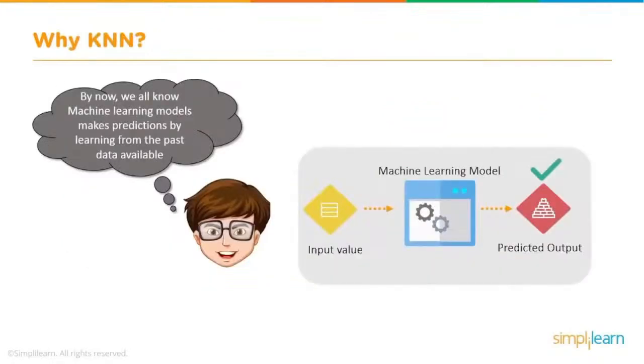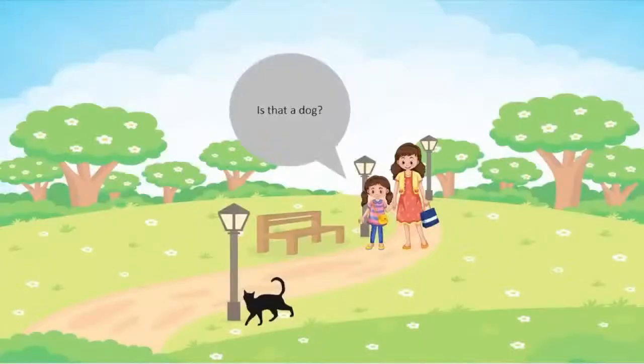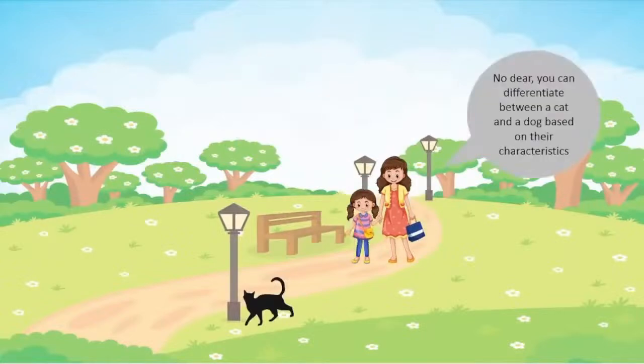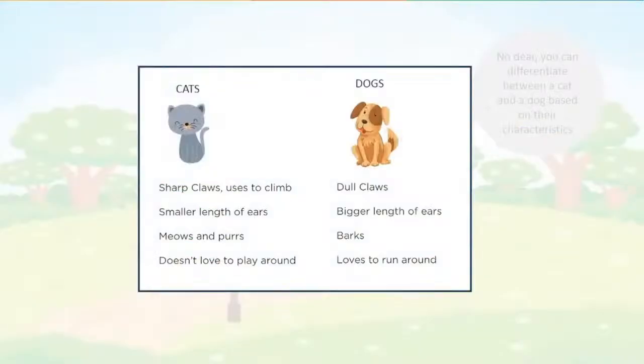By now, we all know machine learning models make predictions by learning from the past data available. So we have our input values, our machine learning model builds on those inputs of what we already know, and then we use that to create a predicted output. Is that a dog? A little kid looking over there and watching the black cat cross their path. No, dear, you can differentiate between a cat and a dog based on their characteristics. Cats have sharp claws, use them to climb, have smaller ears, meow and purr, and don't love to play around. Dogs have dull claws, bigger ears, bark, and love to run around. You usually don't see a cat running around people, although I do have a cat that does that, where dogs do.